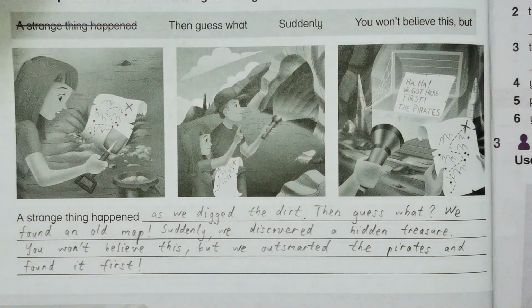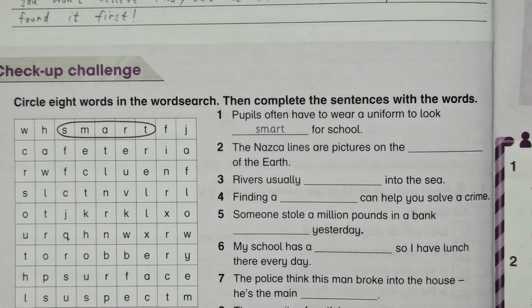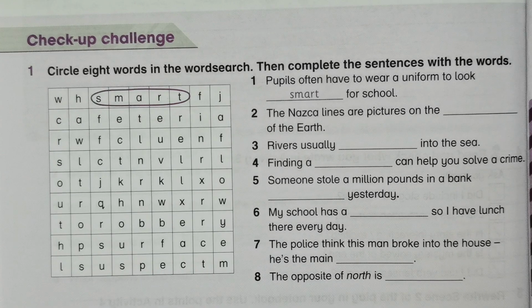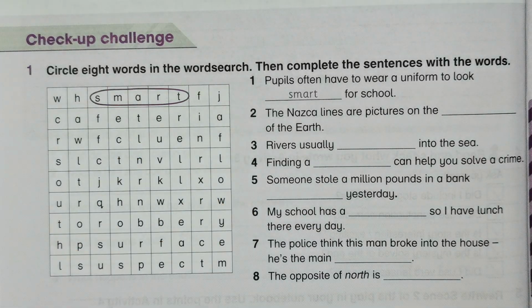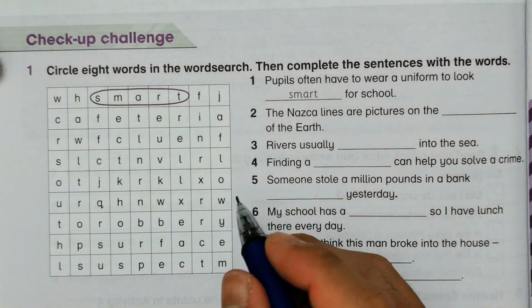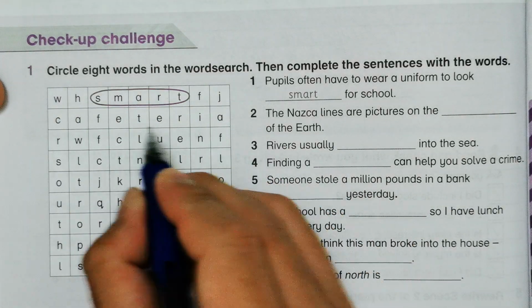Okay, next we go to the checkup challenge. So this is a word search. Circle 8 words in the word search. Then complete the sentences with the words. So number 1, we have this smart here. We left another 7. So the second one, as you can see here, cafeteria.